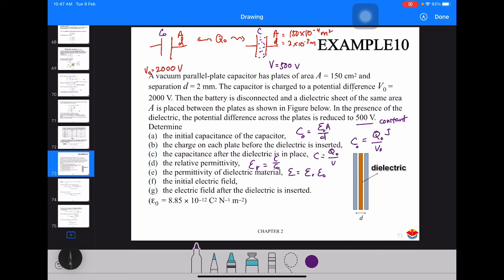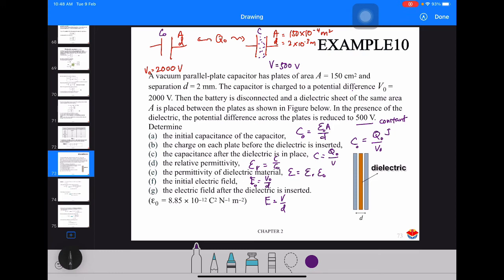So F, they want to find the initial electric field. This one is easy. E equals V over D. We are talking about initial, so I can use V naught. D is given. For the electric field after the dielectric is inserted, you can use E equals V over D. And I think there's another method, but maybe I have to rethink about it. But I think this one is the easiest way. Okay, so this is the idea of how you want to solve it.